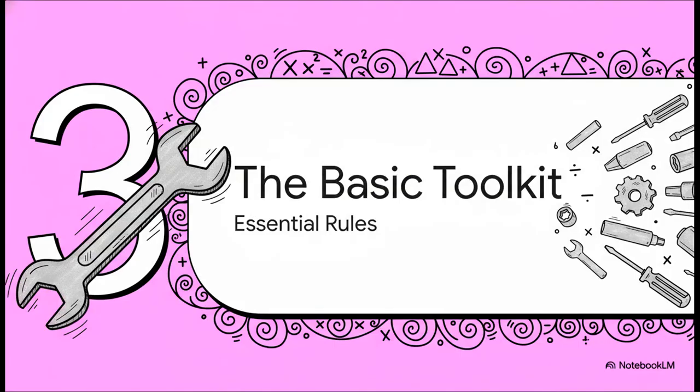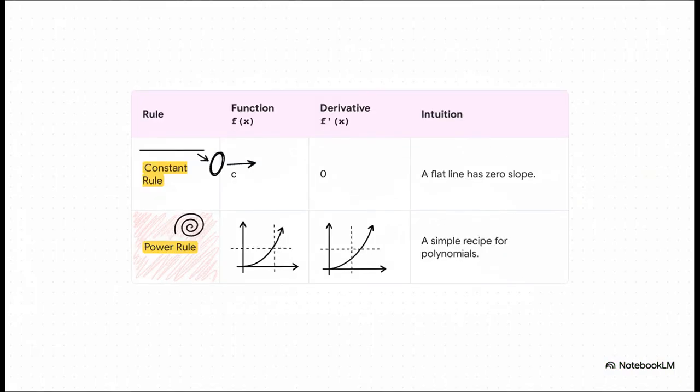Okay, so we know what our master tool does. Now it's time to start filling up our toolkit with the first few essential pieces. These are the rules that are going to let us handle most of the common stuff we run into. All right, we're starting with the two heavy hitters, the most fundamental rules of the bunch. First up, the constant rule. If you have a function like y equals 5, its graph is just a perfectly flat horizontal line. And as the intuition says, a flat line isn't going up or down, so its slope is, well, 0. Simple as that.